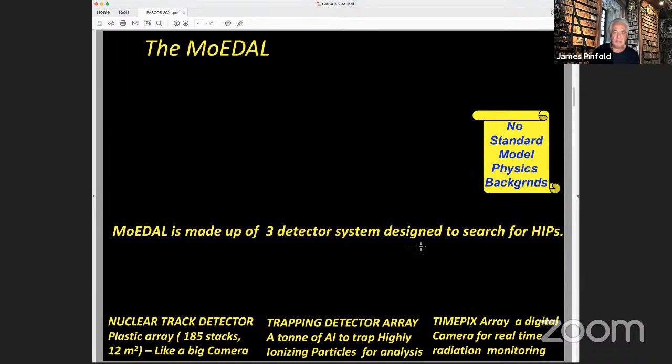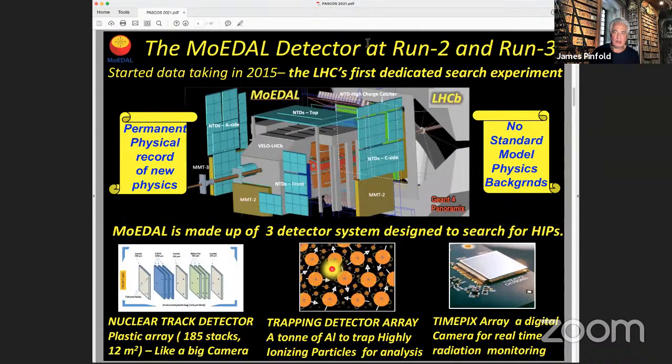So this is the MoEDAL detector that took data at run 2 and run 3. It's clustered around the VELO detector at point 8. This VELO detector, of course, is the LHCb detector. And these detectors around here, the nuclear track detectors and the trapping detectors, all deployed around the VELO detector, as shown in this diagram, are our ways of checking for new particles.